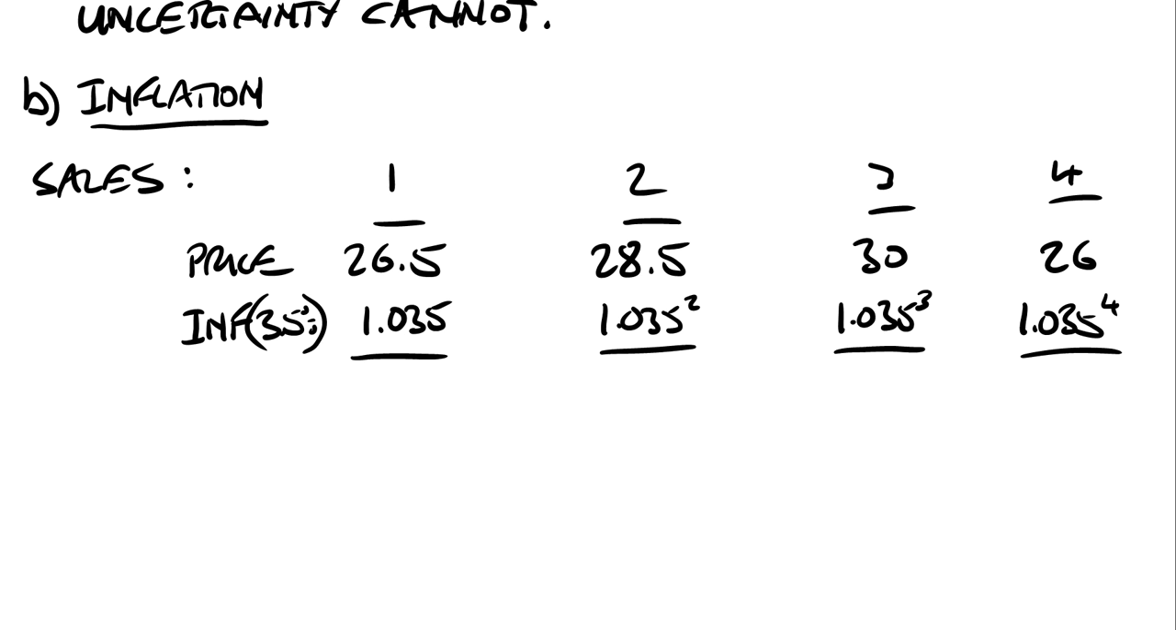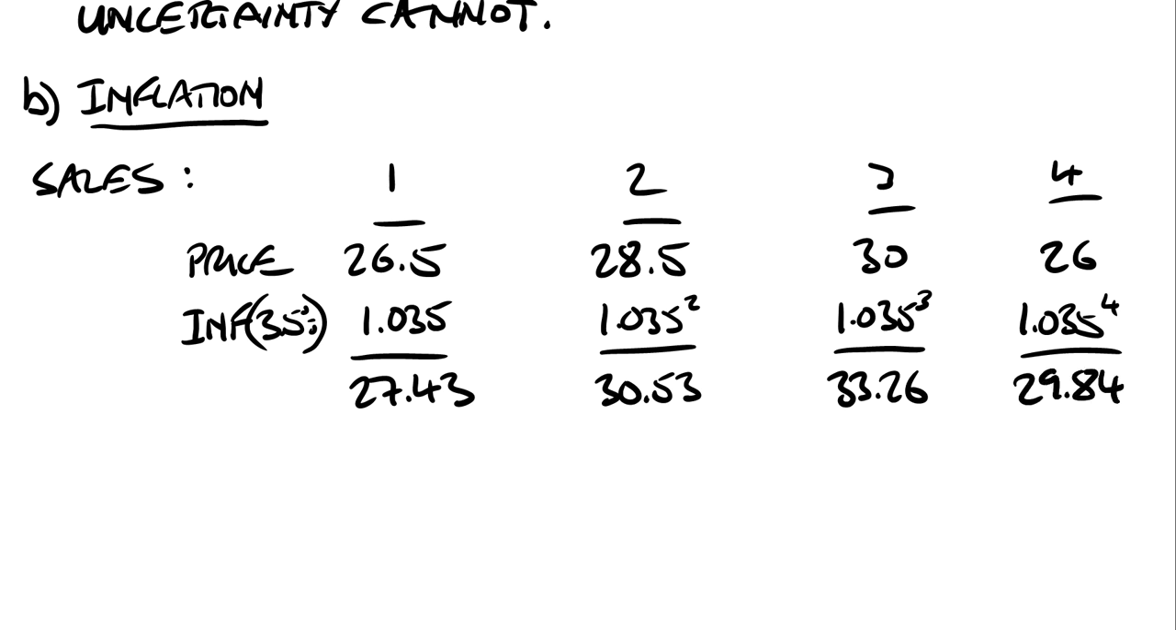Okay, so when we multiply that out, we've got an inflated price of 27.43, 30.53, 33.26, and lastly then 29.84.